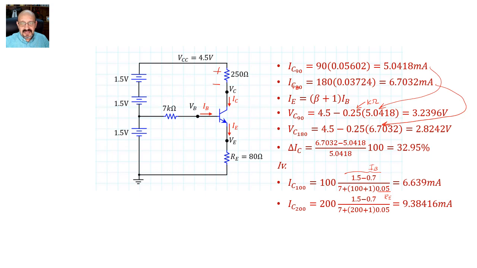Now we repeat the same equation for 200. Happens to be 9.38. Okay, and finally we find a variation and it happens to be more. Actually, that's important. So we know that if we have a smaller emitter resistance, the variation is going to be more.